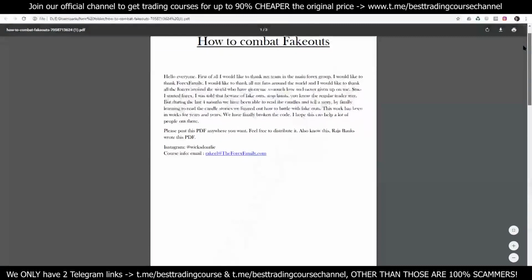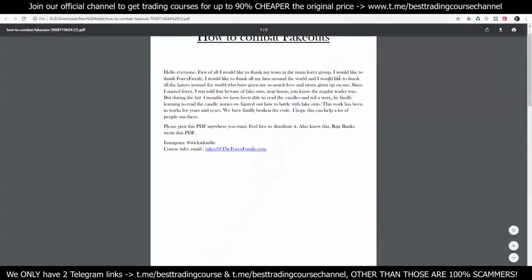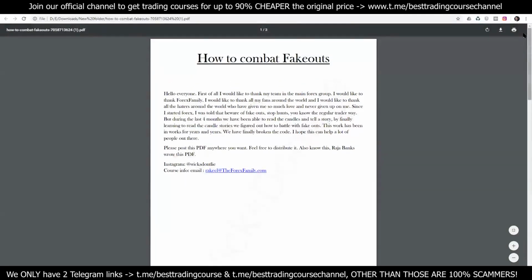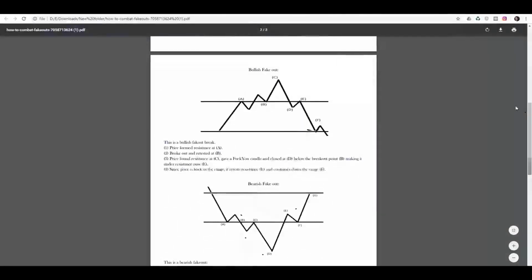Yes. All right. Awesome. Well, there's a story about Cypher. I was told to beware of fake outs, stop punch, the regular trader way. But during the last 4 months, we have been able to read the candles and tell the story by finally learning to read the candles. We figured out how to battle fake outs. That's just a joke, but I spent 4 or 5 months looking at fake outs, seeing if they work or not, and then I wrote the PDF. I'm like, okay, this makes sense, so let's bring it out.